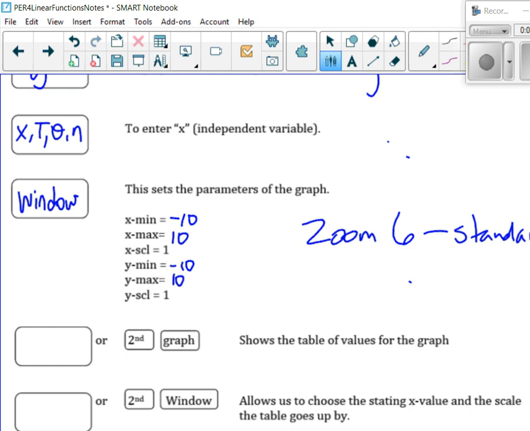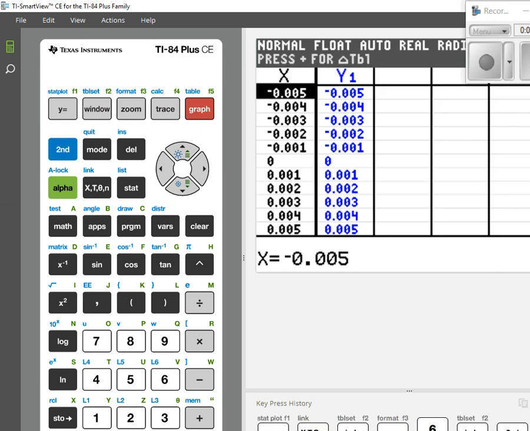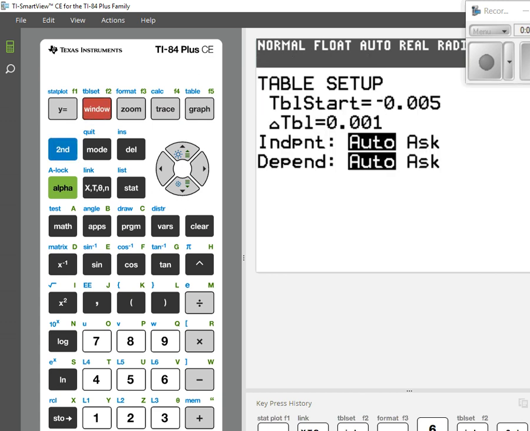So the next feature you're going to be using is the table. Because I have my y equals x already in there, if I go to my table, which is second graph, do you see it actually has a table of values? My table of values might look different than yours because my table is going up by different amounts. So if I want to change how much my table is going up by, what I do is I need to go to not the window, but the table set, which is second window.